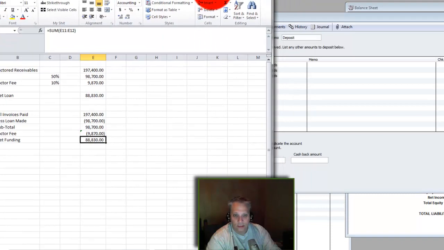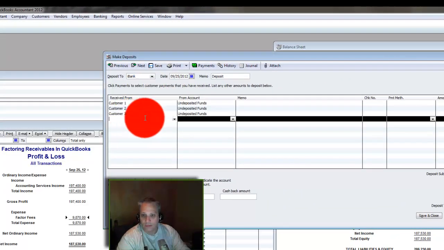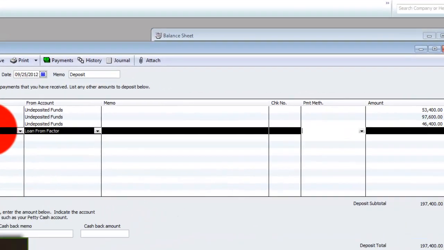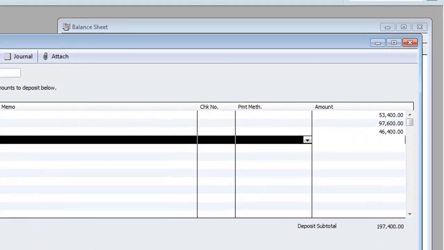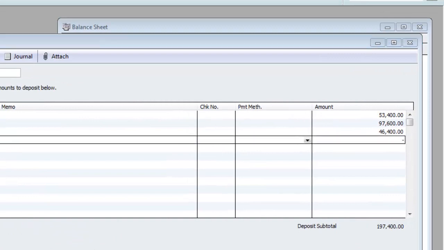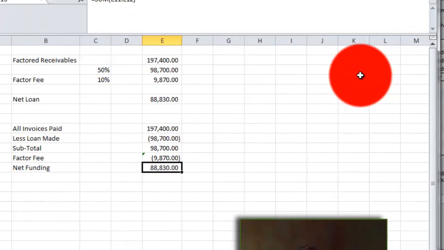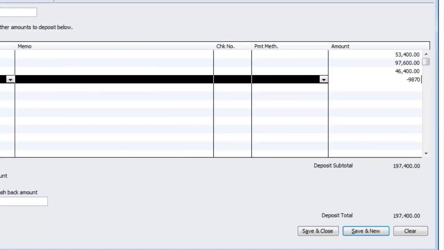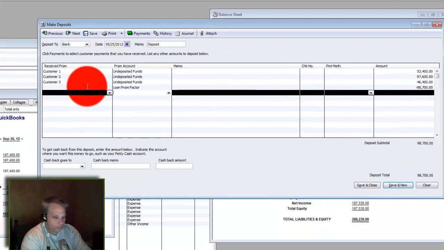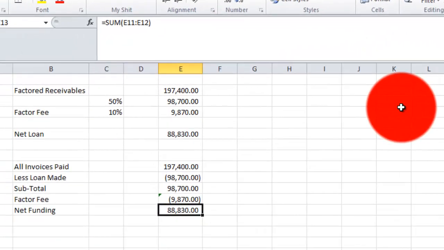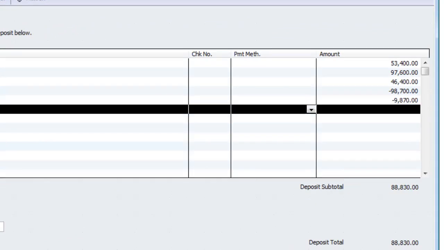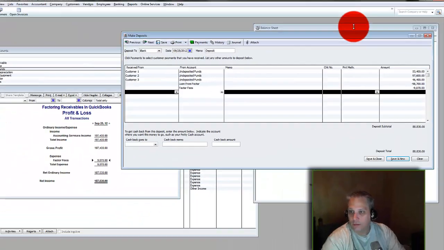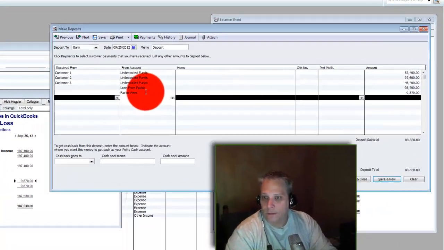So the first thing is I have to deal with the loan. I have to clear out the loan account, right? So loan from factor is going to be minus, how much was it? The original loan, $98,700, right? That takes care of half. And then I have a factor fee, again, minus another $98,700, $88,830. So of course, when you see it the way I do it, it makes it really simple.